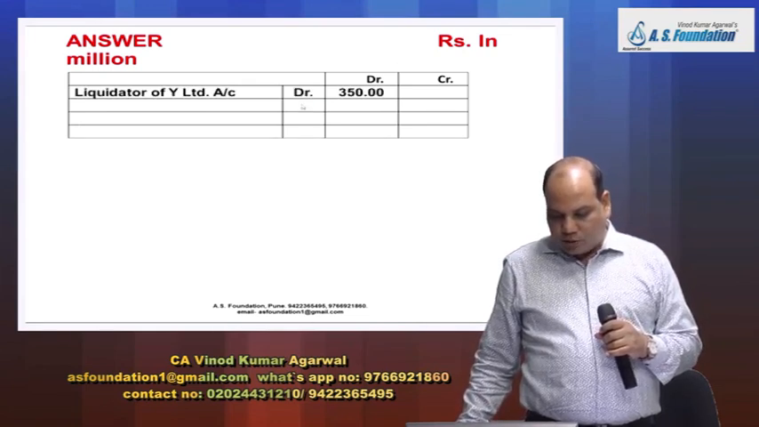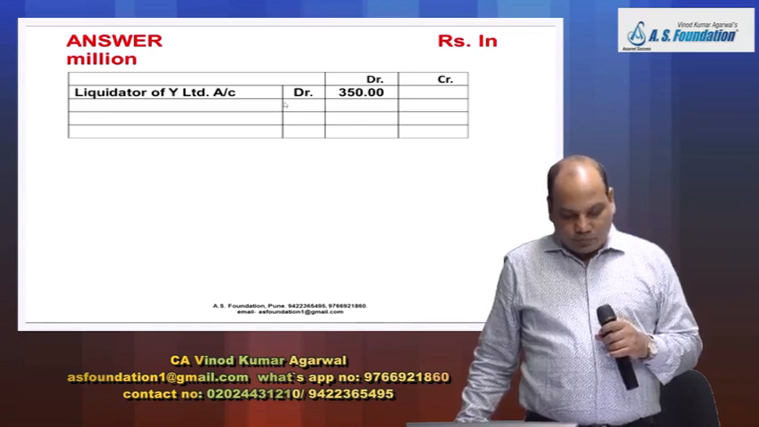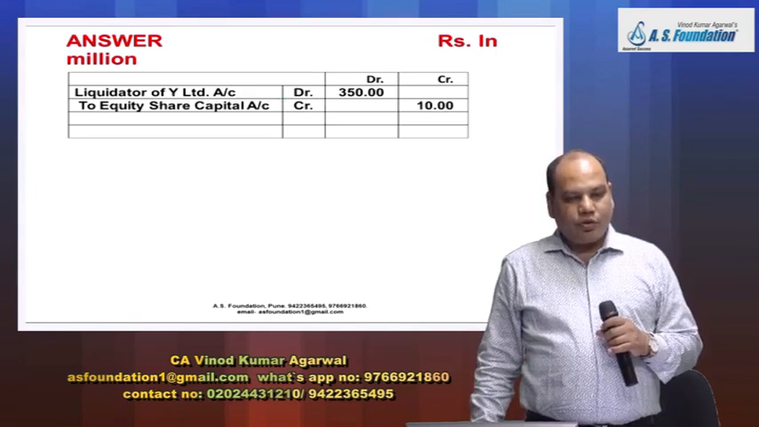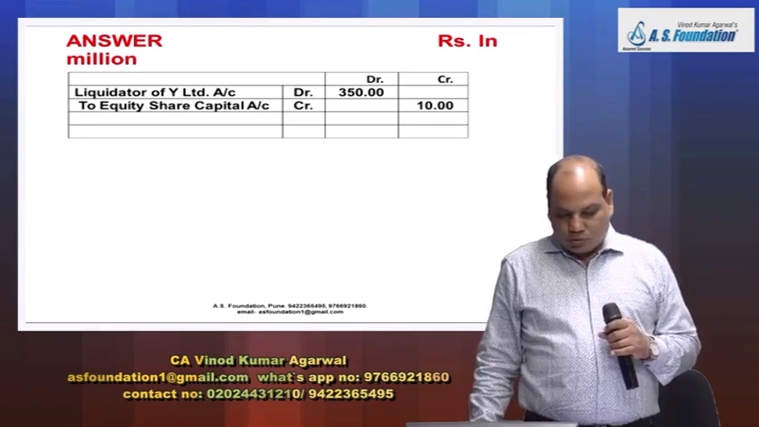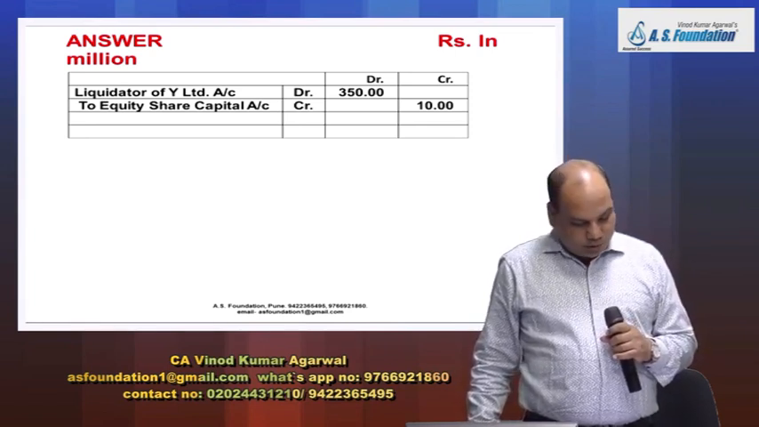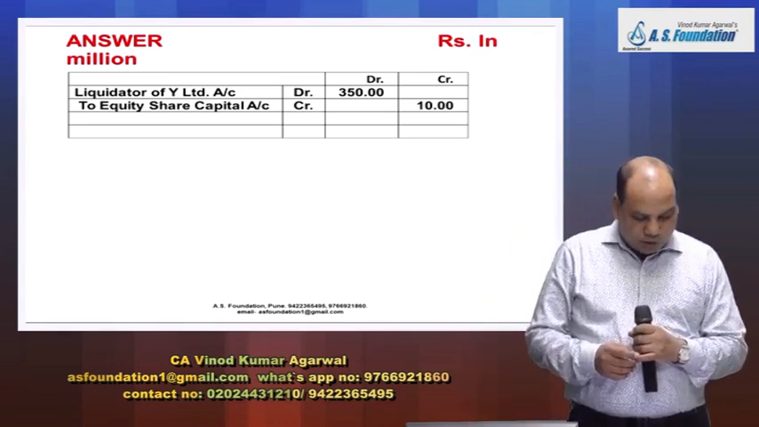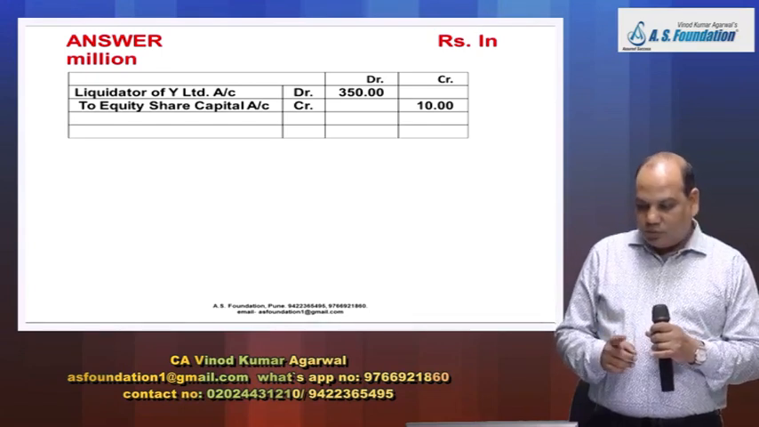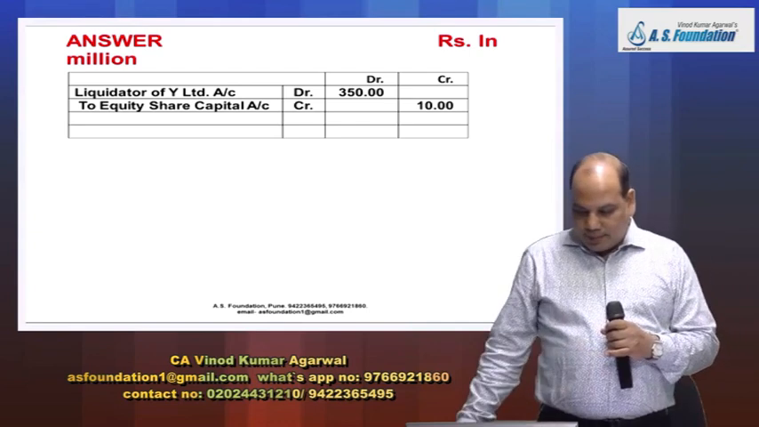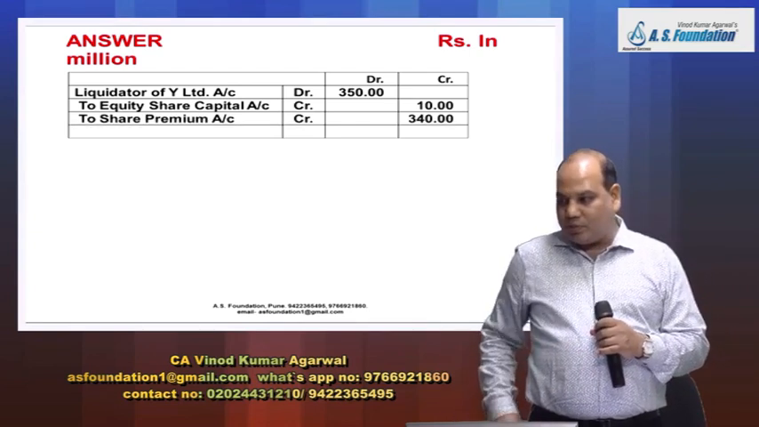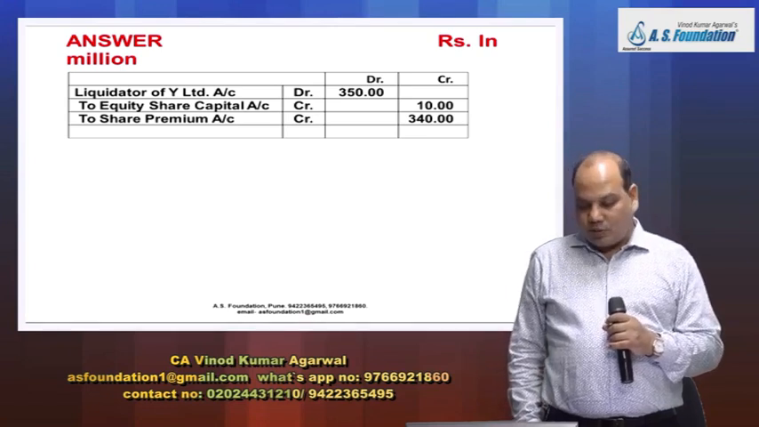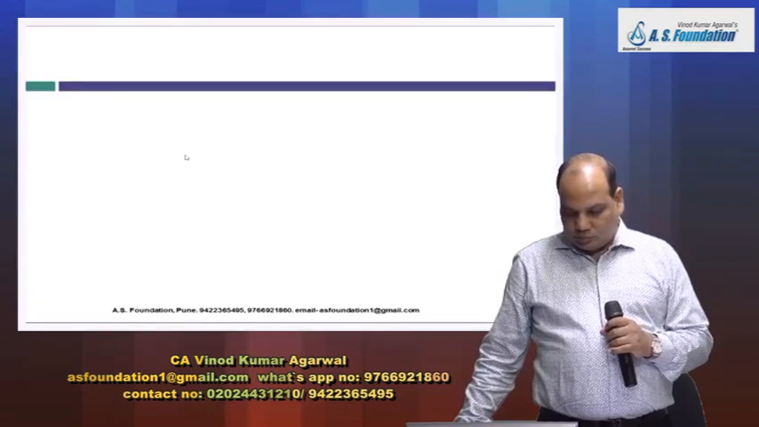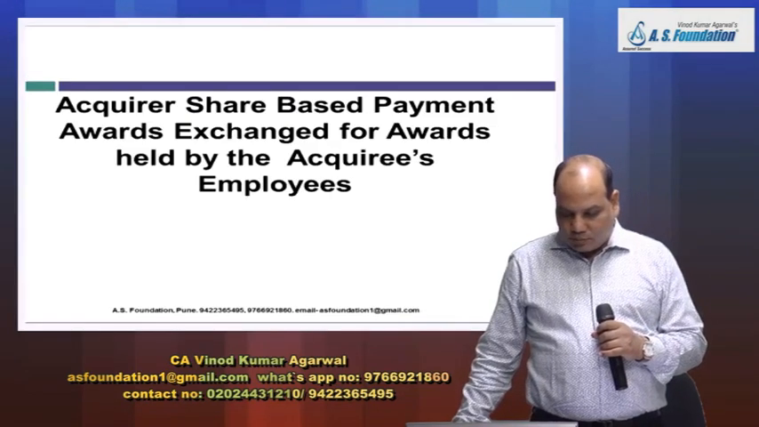Next entry, we will pay the liquidator of Y Limited in shares. Liquidator of Y Limited account debit 350. To equity share capital, or ordinary share capital 10. Why 10? 10 lakh shares into 10 rupees means 10 million rupees, in million. And to securities premium account 340. To securities premium 340. Done. Okay.